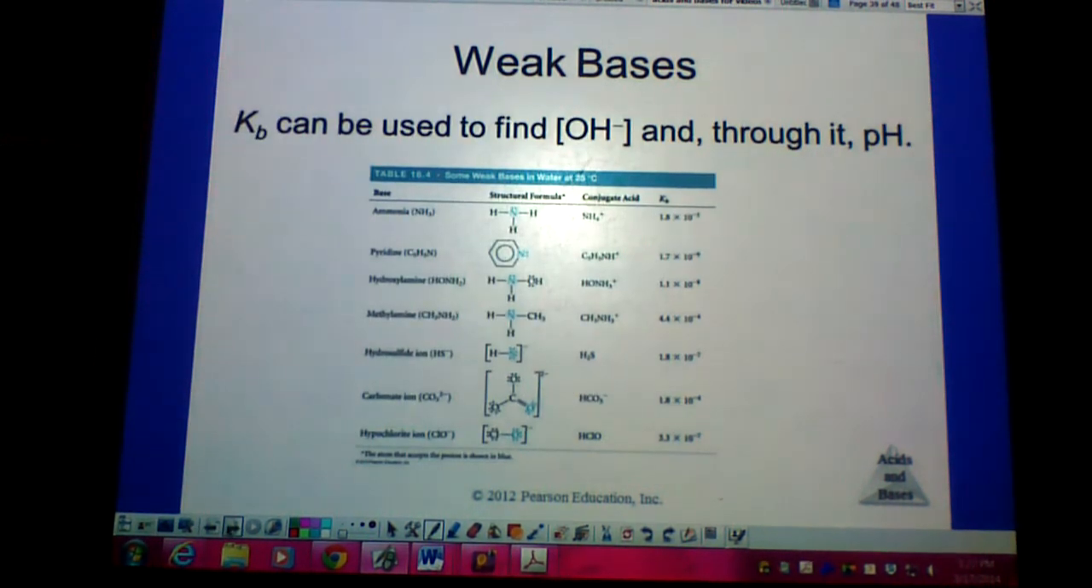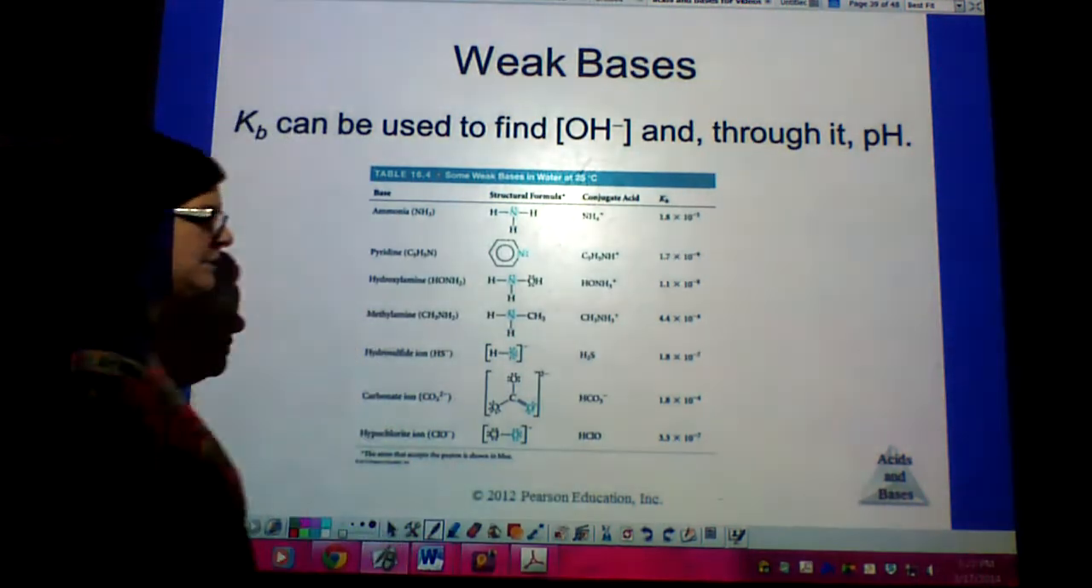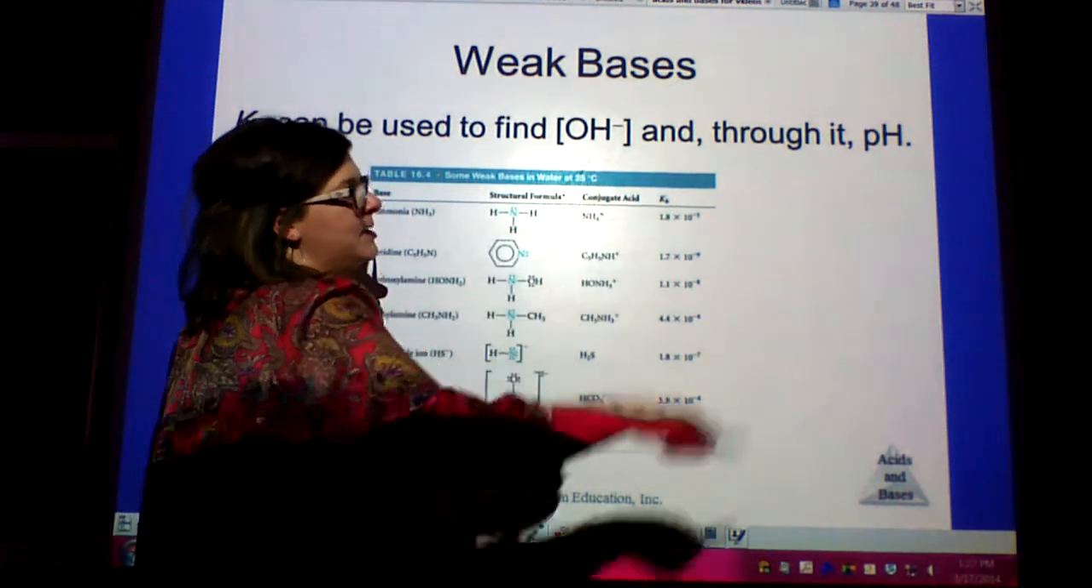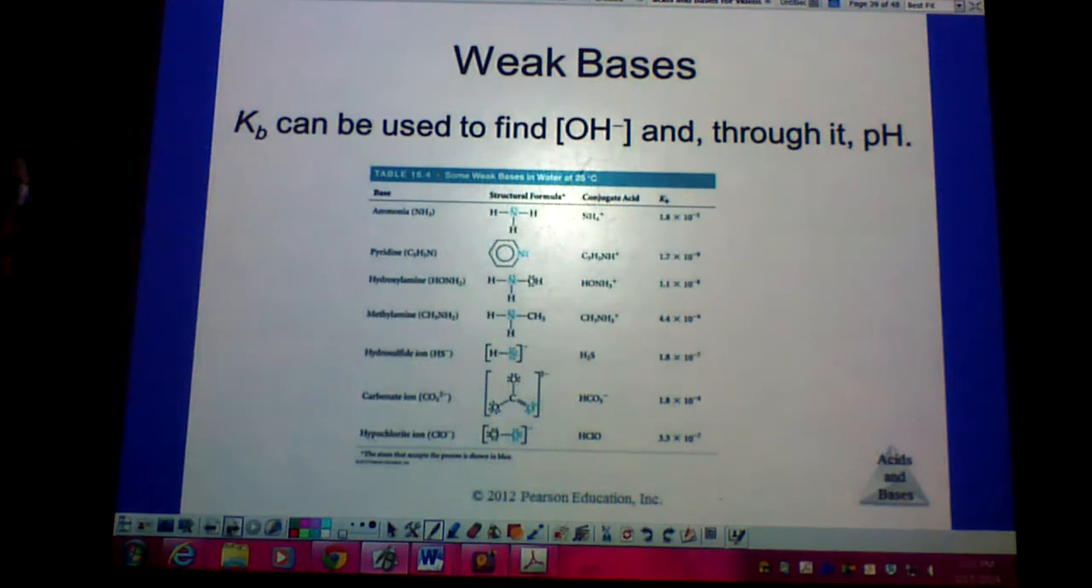So Kb, the base dissociation constant, can be used to find hydroxide concentration. And if we know hydroxide concentration, we could find hydronium concentration or hydrogen ion concentration, and if we can find that, then we can find pH. Or we could also find hydroxide concentration, find pOH, and then ultimately find pH.